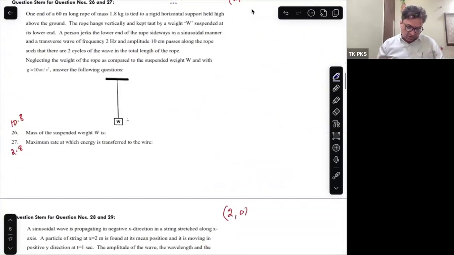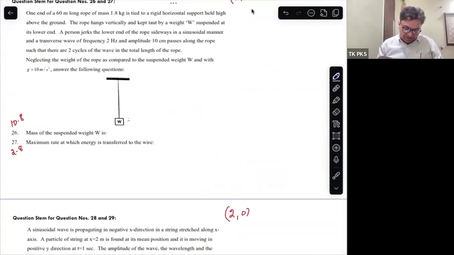Next. One end of a 60-meter long rope of mass M equal to 1.8 kg is tied to a rigid horizontal support held high above the ground. The rope hangs vertically and is kept taut by a weight W suspended at the lower end. A person jerks the lower end of the rope. What is the difference from the previous multi-correct answer type question? This is a massive rope, so tension is not the same at every point.